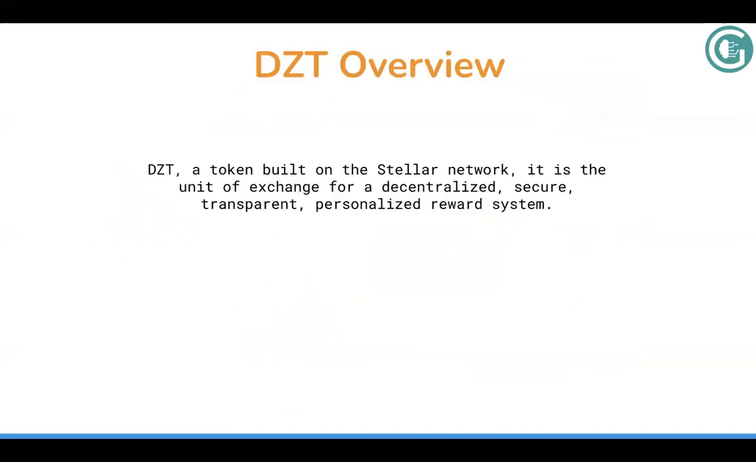So now let's take a look at the overview of Doozie token, kind of from a technological point of view. So it's a token built on the Stellar network. I think some of you already know about it. And we hope that it will be the unit of exchange for a decentralized, secure, transparent, personalized reward system.